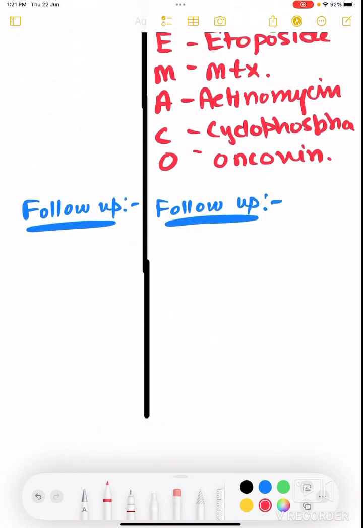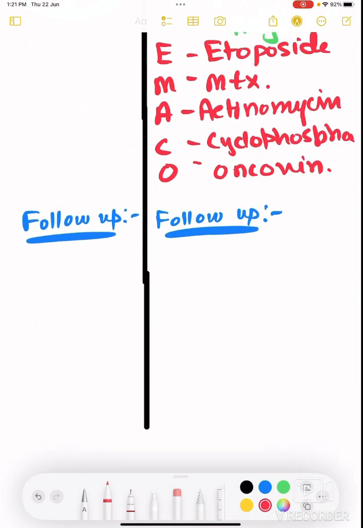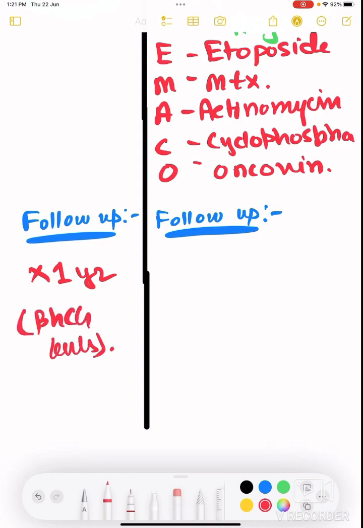Now coming to the follow-up part. If the patient has a low risk choriocarcinoma, then follow-up is done for 1 year, right? And how is follow-up done? By checking the beta HCG levels. We know that very well. And if the patient is a high risk patient, then the follow-up is done for 2 years. And how is it done? Again, beta HCG levels.